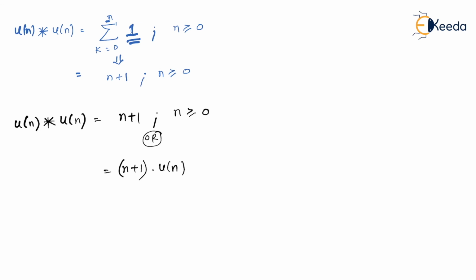And how can I write this? Because we know that value of u of n is always 1 for n greater than or equal to 0. So whenever n is greater than or equal to 0, value of u of n will automatically become 1 and it will remain as n plus 1 only. And of course it is 0 when n is less than 0. So u of n convolution with u of n is n plus 1 is valid only when n is greater than or equal to 0, and therefore we need to write this whole as n plus 1 into u of n.